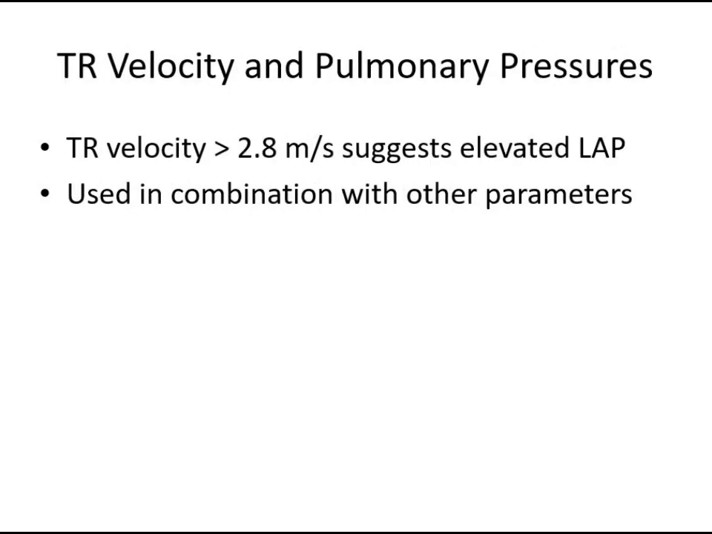The TR velocity and pulmonary pressures. If the TR velocity is greater than 2.8 meters per second, it suggests elevated left atrial pressure. Always interpret this with other diastolic parameters. It adds another layer of confidence to your diagnosis.